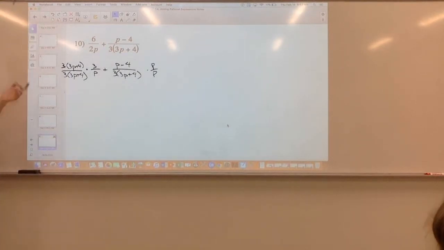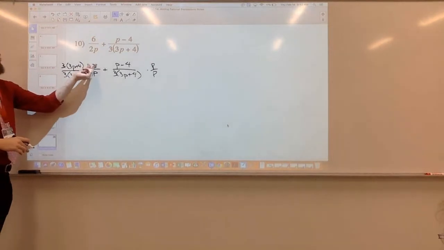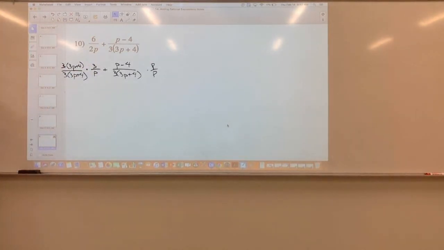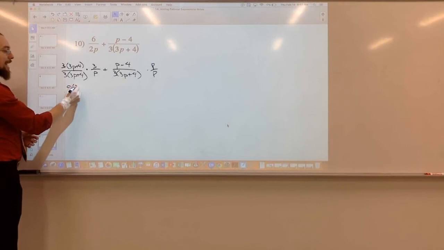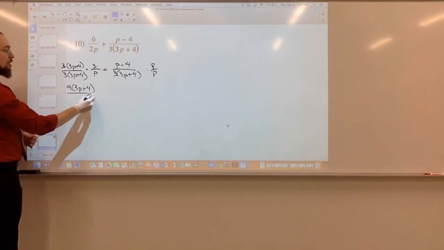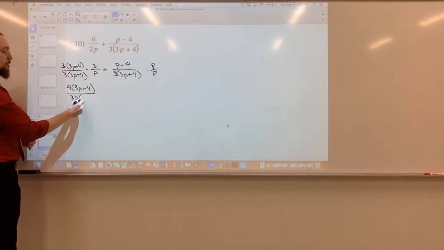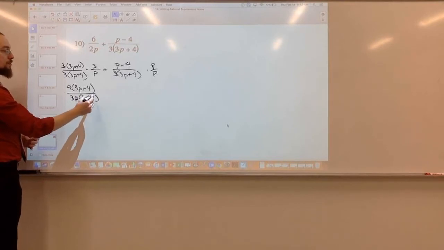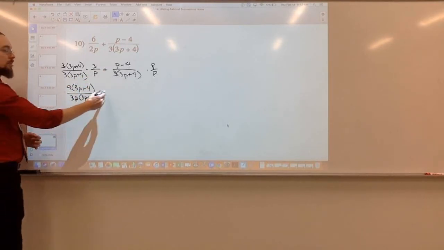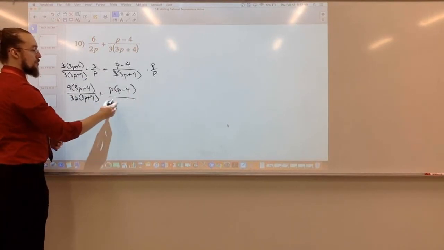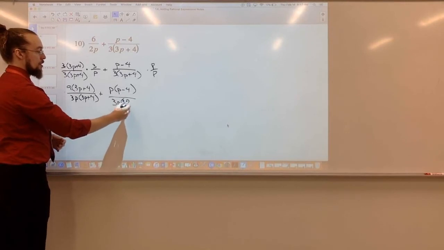So how do I do that multiplication then? I've got 3 times 3p plus 4 times 3. We could actually do it in any order. We could distribute this 3 first and then multiply by another 3, or I could multiply these 3's together and then distribute a 9. I think, at least for me, that might be a little bit easier. We multiply that 3 and 3 and get 9, so this would be 9 times 3p plus 4 over, and then I don't have to write all this out. I can just say this is 3 times p times 3p plus 4. Plus, over here, I would have p times p minus 4 over 3p times 3p plus 4.